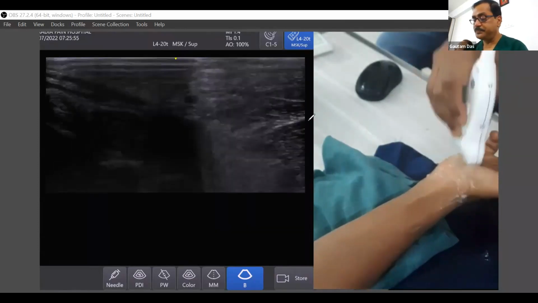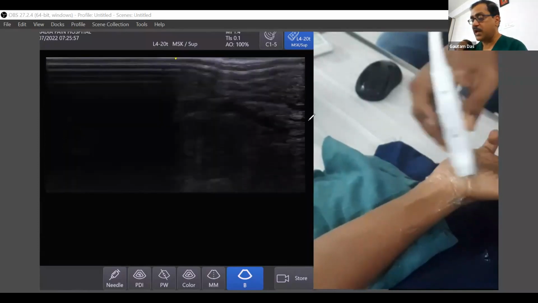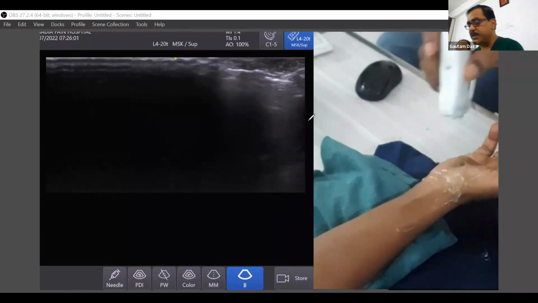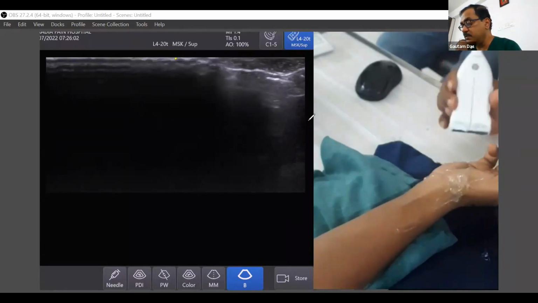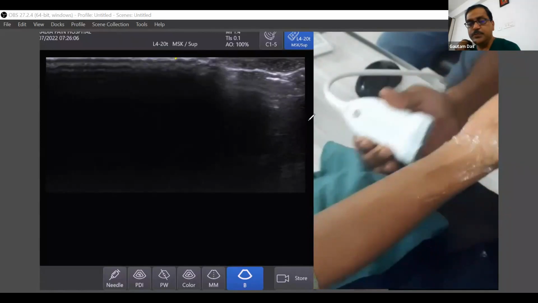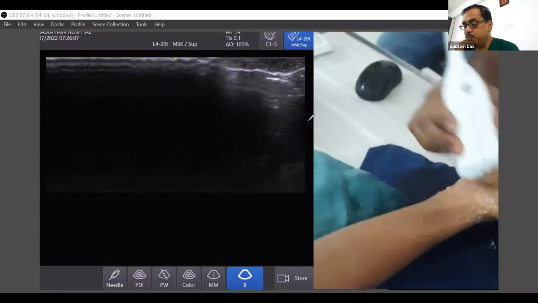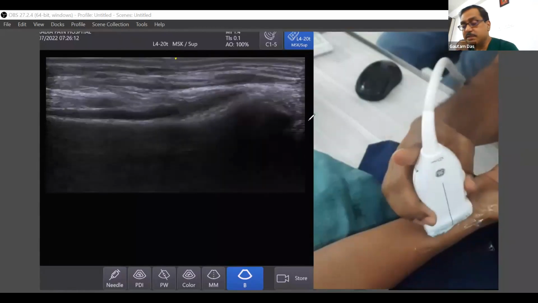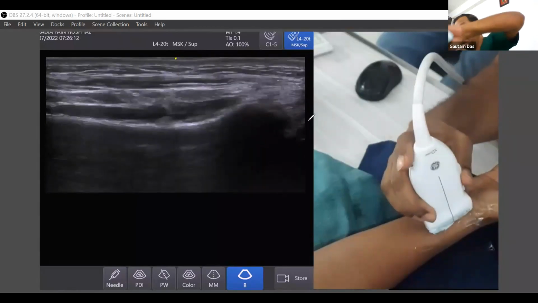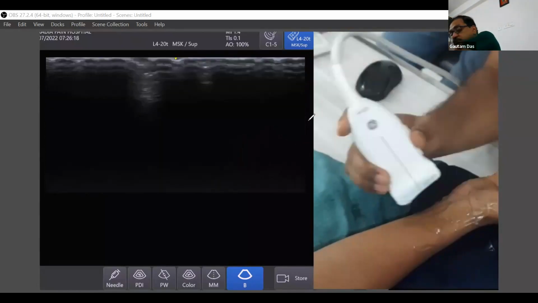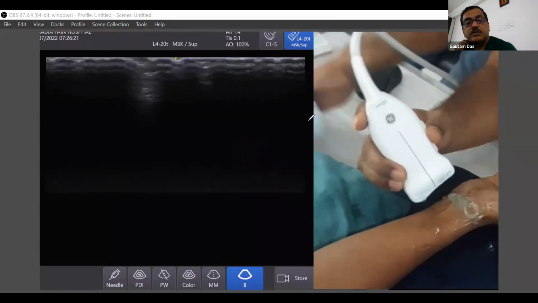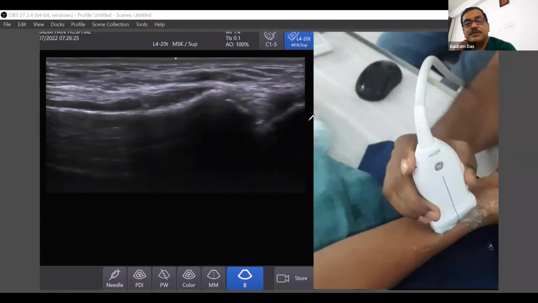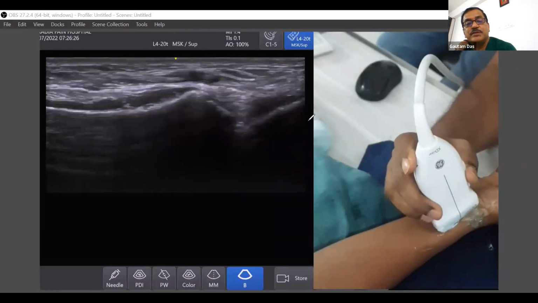Okay, so now I'll be showing the carpal bones and some of the ligaments as well. First from the ventral side, and then from the dorsal side. So I'll be holding the probe first over the distal radius. See, this is the distal radius, very nicely seen. Let me put some gel here. So distal radius, I'm coming. So what can you see here?